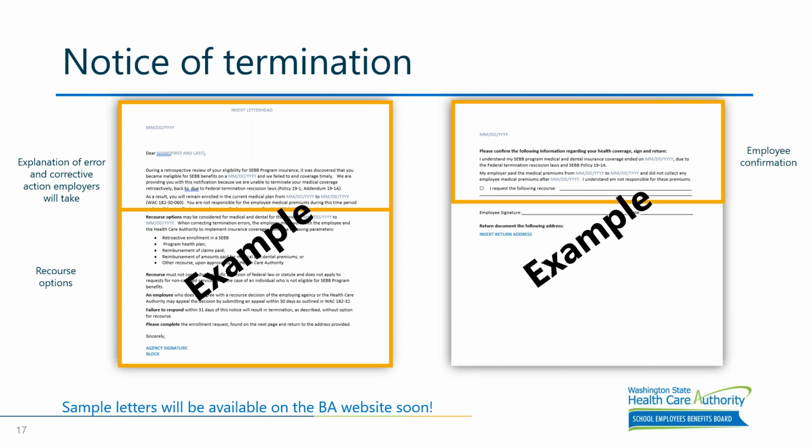On the second page, it's employee confirmation. I request the following recourse, which has dates in there, to and from. And the very bottom of that second page, again, is the employee acknowledgement, showing their signature and the date that they signed. And again, these sample letters will be available on the BA website very soon.